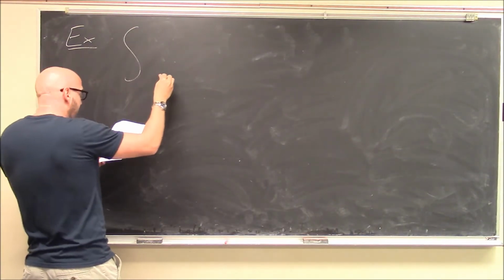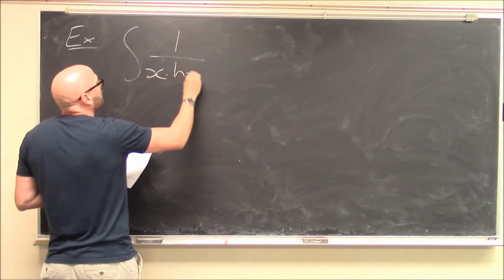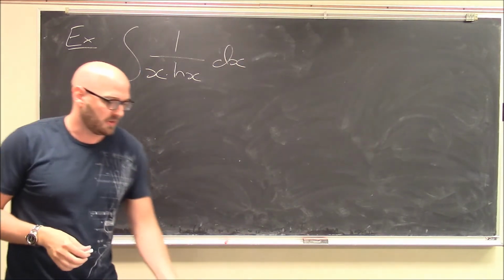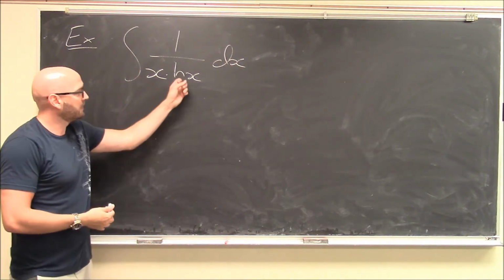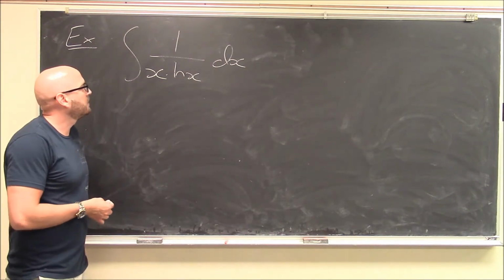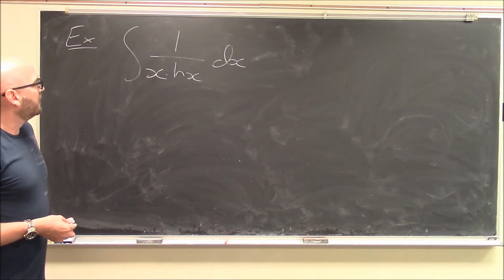Alright, so if you're understanding this stuff, try this one. Here's a classic example: the integral of 1 over x times ln of x. The ln of x in the bottom. So pause the video here. Try and do this problem. Think about it for a little bit, and then come back.